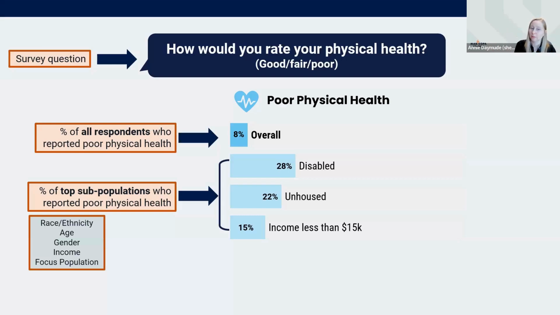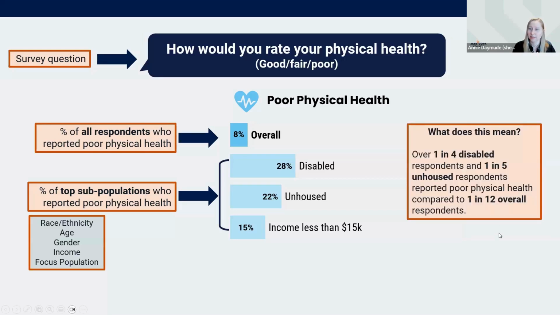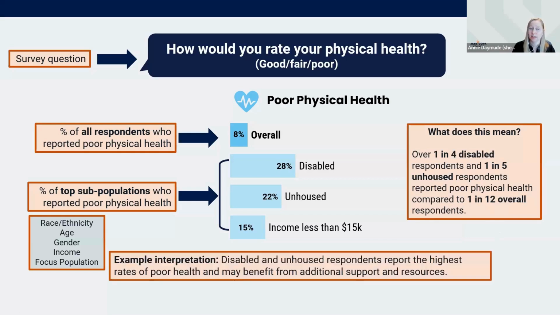So for example, 28% of individuals who took the survey that identified as disabled reported poor physical health. Of unhoused folks who took the survey, 22% reported poor physical health, and 15% of those with income less than 15K. Another way to think about this is that over 1 in 4 disabled respondents and 1 in 5 unhoused respondents reported poor physical health, compared to 1 in 12 overall respondents. An example interpretation could be, disabled and unhoused respondents report the highest rates of poor health and may benefit from additional support and resources.